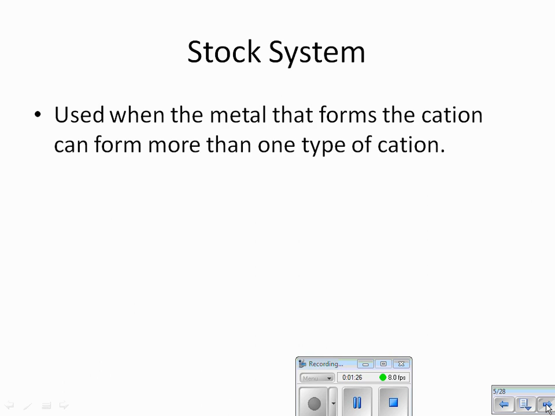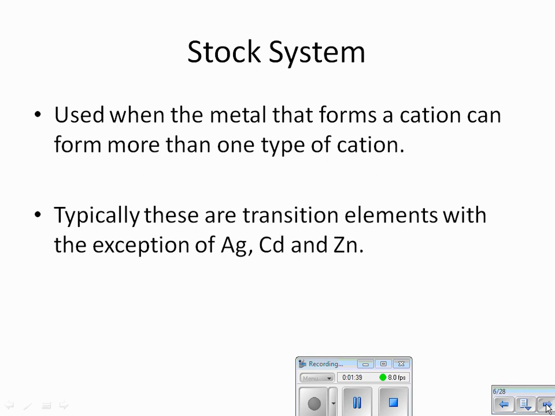So we need to use the stock system. Stock system is used when the metal that forms a cation can form more than one type of cation, meaning that it can be a +1, it can be a +2, depending on the element that you are taking a look at. Typically, these are our transition elements, with the exception of those that I mentioned before.